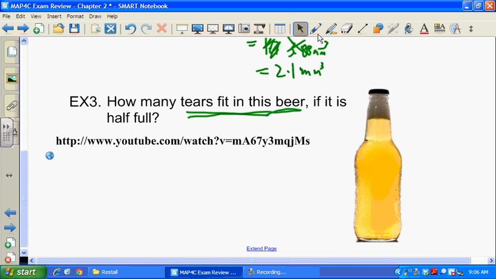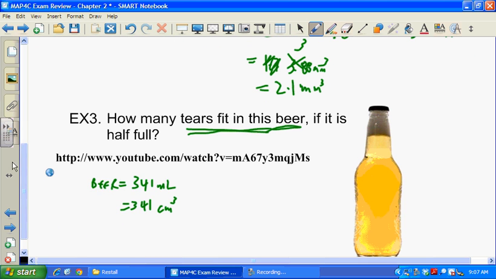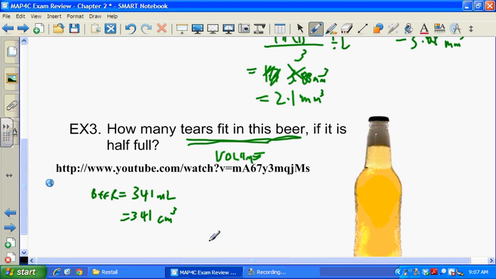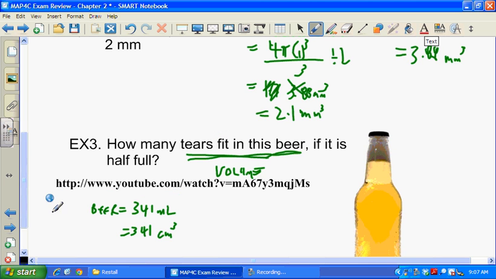Well, I've been told that beers have 341 milliliters in them, which is actually 341 centimeters cubed. That's one that you should know. But notice we have to decide, is this volume or surface area? How many will fit in, that's volume, right? So we're going to use that value there. This one, the 3.88. So how many of these 3.88s fit into this? Well, this is in millimeters, right? So we kind of have to figure out how many millimeters this is.